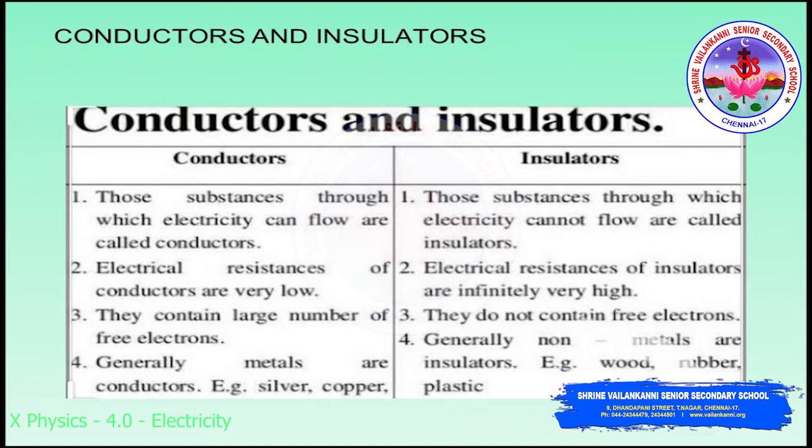The electrical resistance of conductors is very low, so electricity passes through the conductor. The electrical resistance of insulators is infinitely high. Conductors contain a large number of free electrons, and insulators do not contain free electrons. Generally metals are conductors, examples like silver and copper. Non-metals, or insulators, are like wood, rubber, and plastics.